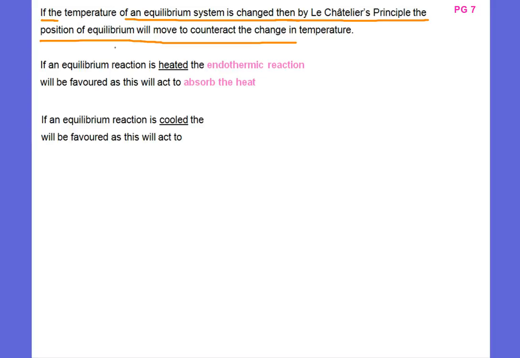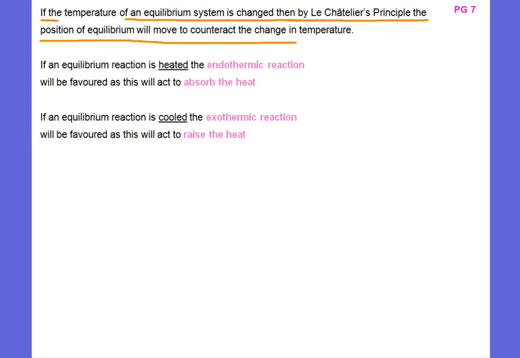If an equilibrium reaction is heated, the endothermic reaction becomes favored because endothermic reactions absorb the heat or counteract the change. Similarly, if you cool an equilibrium reaction, something's going to happen from Le Chatelier's principle to counteract that change. Counteracting cooling is obviously heating, so you've got to think to yourself, what reaction pathway produces heat? The answer is that if an equilibrium reaction is cooled, the exothermic reaction becomes favored because that acts to raise the heat. So you're seeing how, by Le Chatelier's principle, or LCP, the equilibrium shifts to counteract the change that's being made.